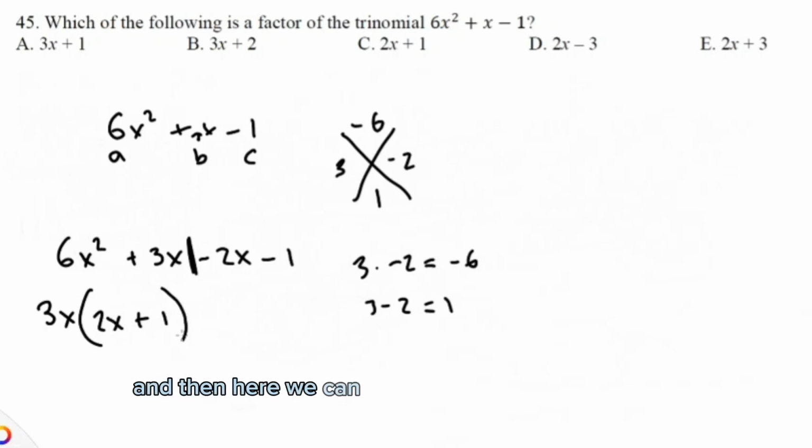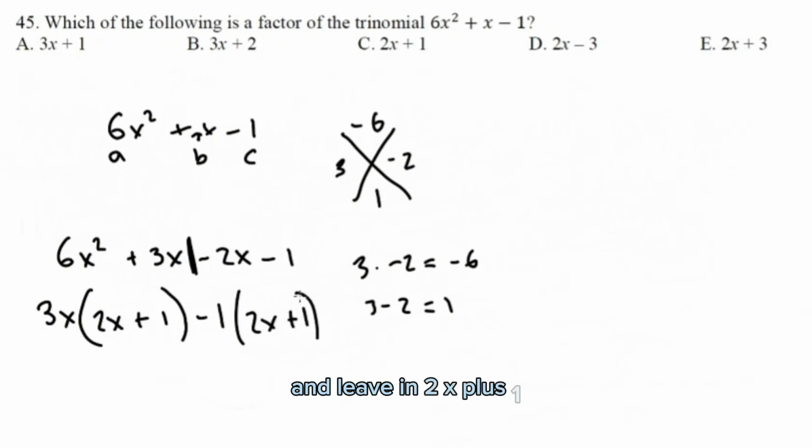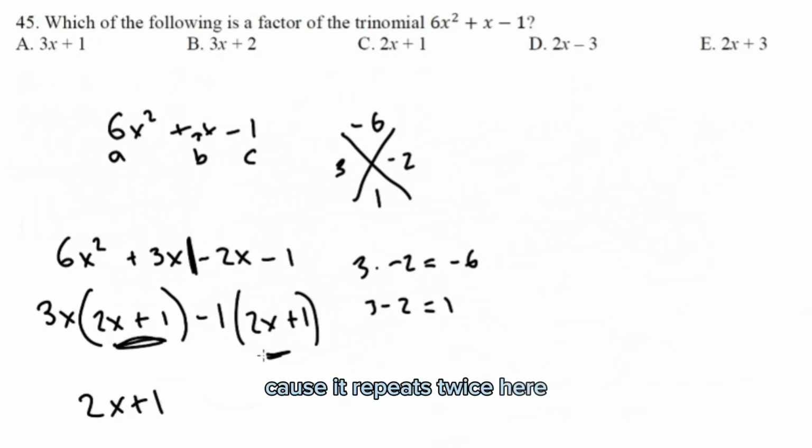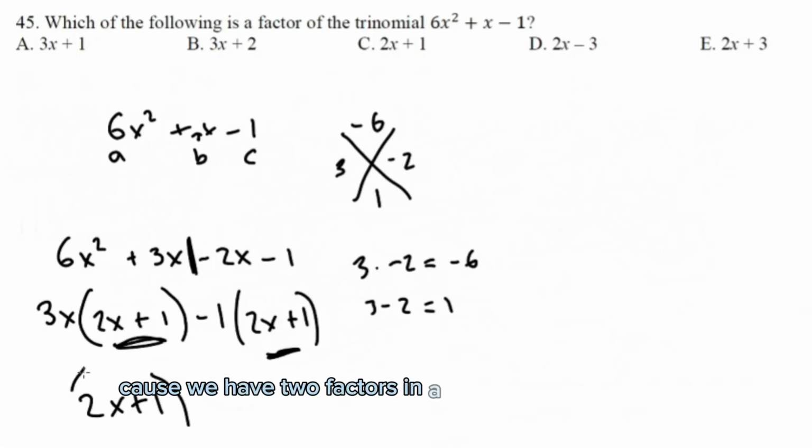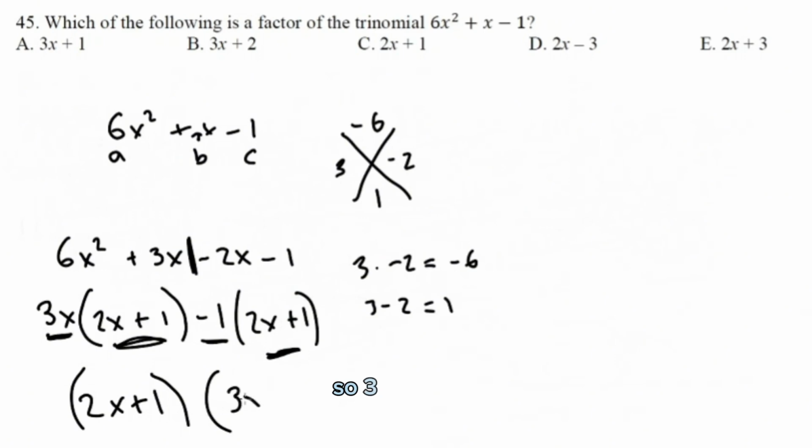And then here, we can just take out the negative 1 and leave in 2x plus 1. So now we have 2x plus 1 as one of our factors because it repeats twice here. But what's the other one? Because we have two factors in a quadratic equation. Well, the other one is just the two numbers here, 3x and negative 1. So 3x minus 1. These are our two factors. And right here at C, 2x plus 1 appears, so that's your answer.